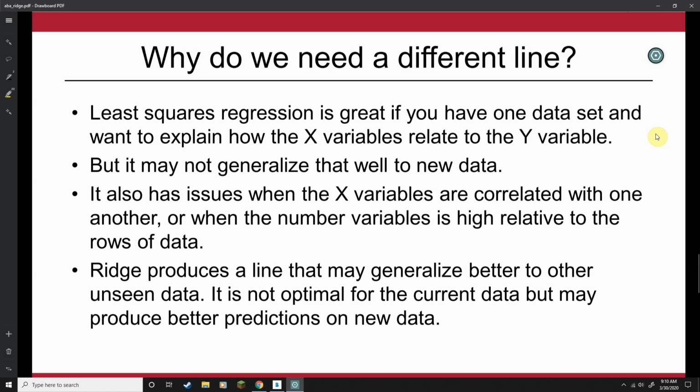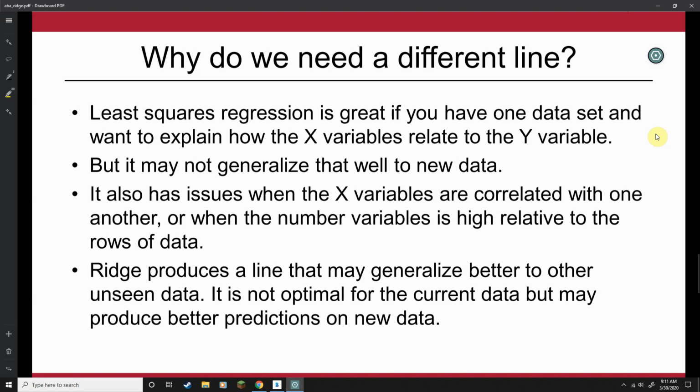So the idea behind ridge is that it's not optimal for the data in front of us. Least squares is the best way to fit a line to the data. If you have one data set and you want to fit a line, least squares has many optimal properties. However, it may not generalize well. So the idea behind ridge is to have a sort of suboptimal line for the data set in front of us, which might perform better on future data sets. That's all it's doing. It's giving you a slightly different line that you're hoping is going to generalize well to new data. Least squares also has some issues.